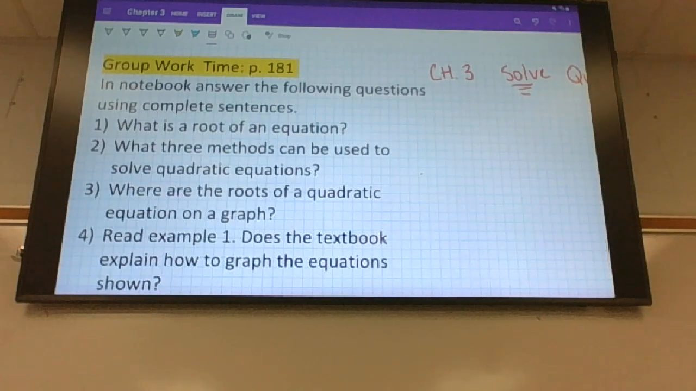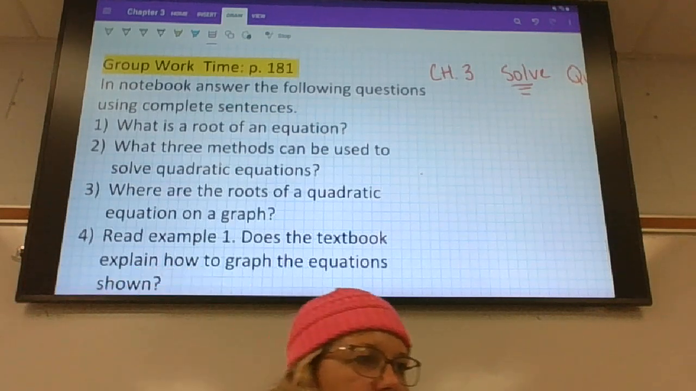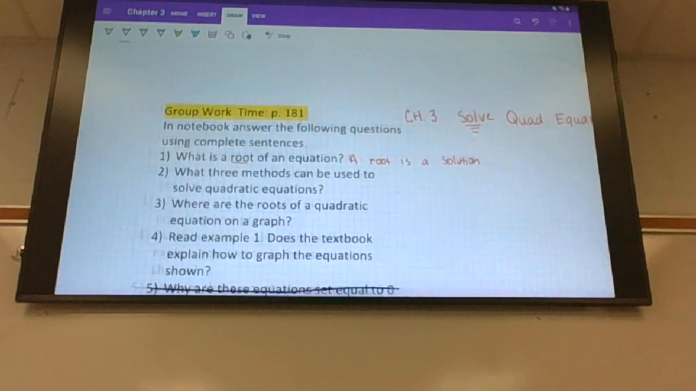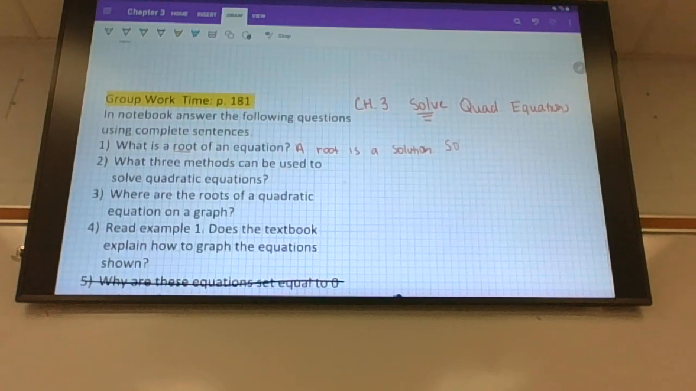Oh yeah, so what is the root of an equation? The solution, yeah. So roots is a synonym for solution. And I'm going to go even further and add to that. Solutions are x-intercepts. So roots, solutions, and x-intercepts, they're all kind of synonyms.